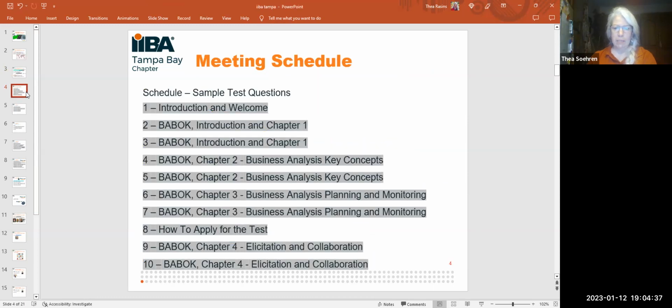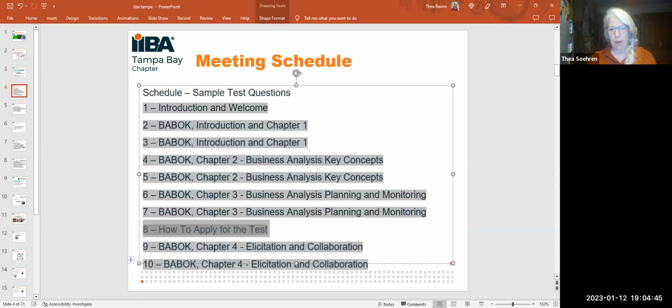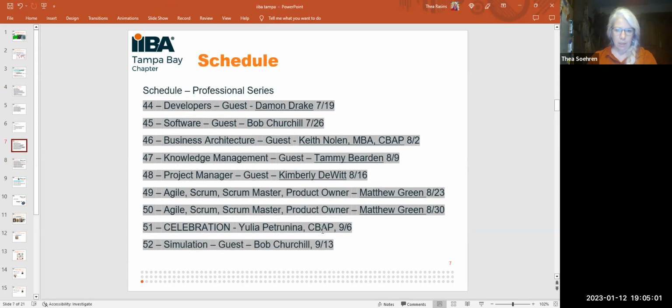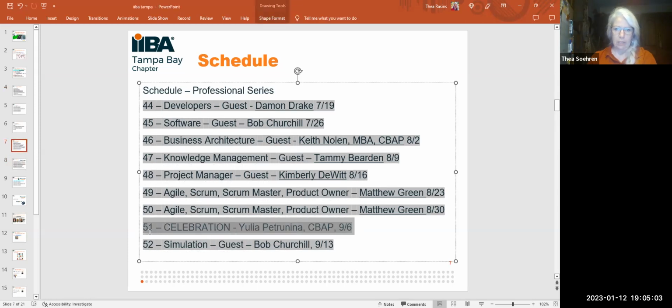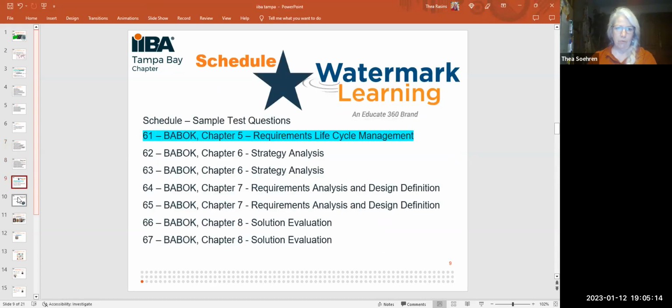We have met, as I said, 60 times prior to this. Number 8 was how to apply for the test. It went over the prerequisites that you have to apply for the CBAP, as well as the application process. I think it's very informative for people who have not been through that before. On 9/6, we did a celebration of Yulia's passing her CBAP. You'll see Yulia here. She is our CBAP in residence. I'll talk about that a little bit more in a few minutes.